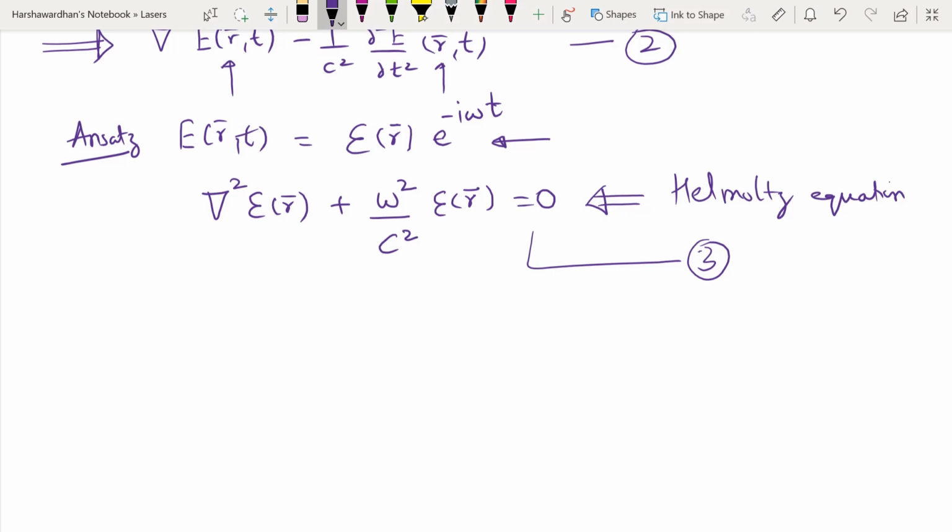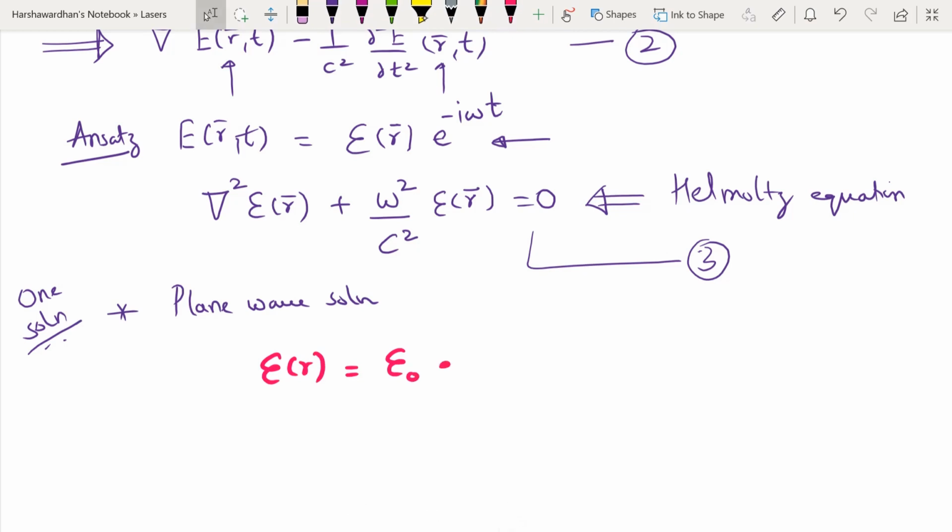Right. Now, you are very familiar with one of the solutions of this wave equation, which is called the plane wave solution. The plane wave solution goes in this kind, where my E of r becomes E naught, some constant amplitude, times exponential i k, where k is my wave vector, dot r. This is my plane wave. You understand the nature of this field.